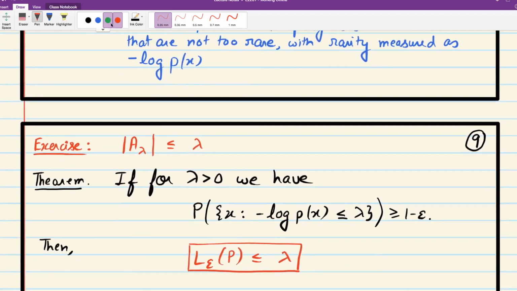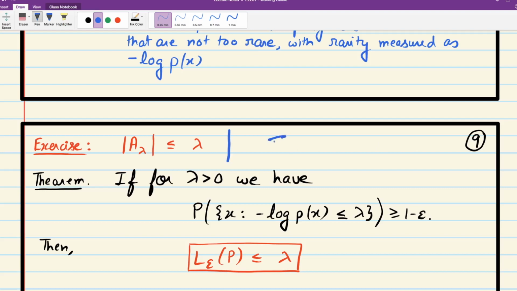This one here. I'll urge you to take a pause and try to solve it, but I'll solve it right away. We have to show that the cardinality of A lambda is less than or equal to lambda. Can you pause and try to show this? Okay, now that you have tried to work on this exercise, I'll just prove it in one line here. It's a very simple exercise, but a very basic one, very interesting one.